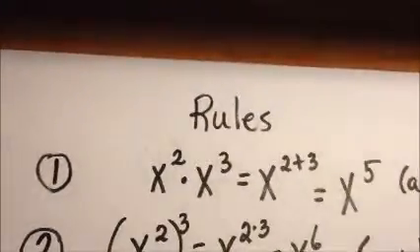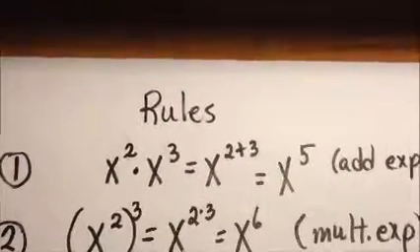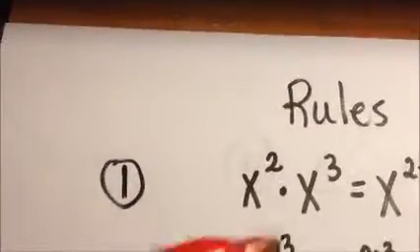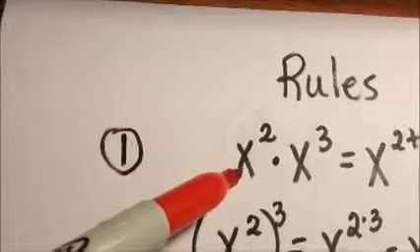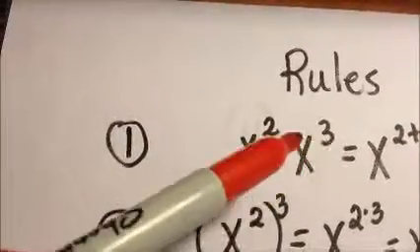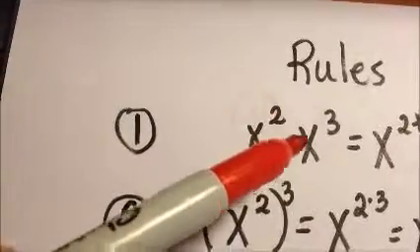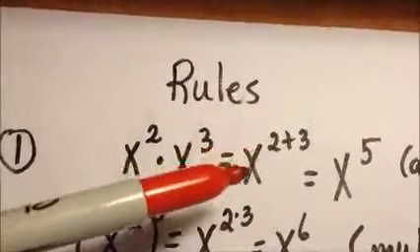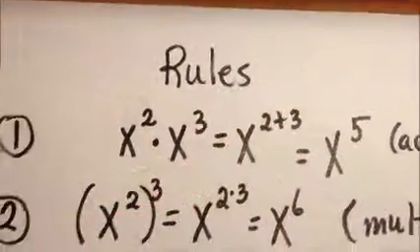Okay, in this video we're going to talk about some rules and do some examples with exponents. The first rule is multiplying the same base by different powers. So x is my base, x to the second times x to the third, and the rule is that we add the exponents, so it's x to the 2 plus 3, which is 5.